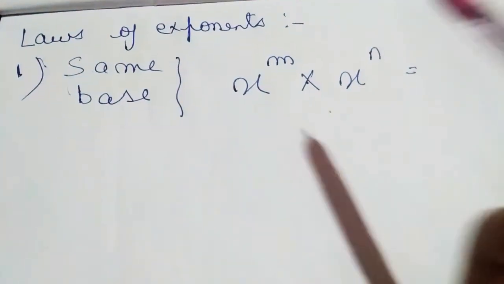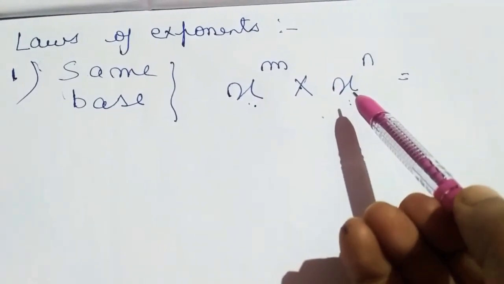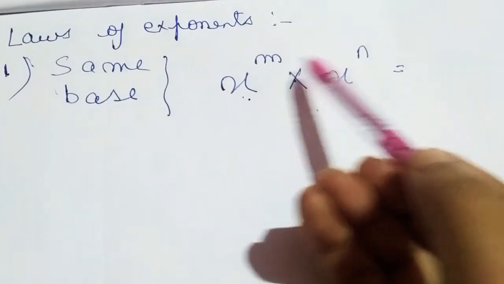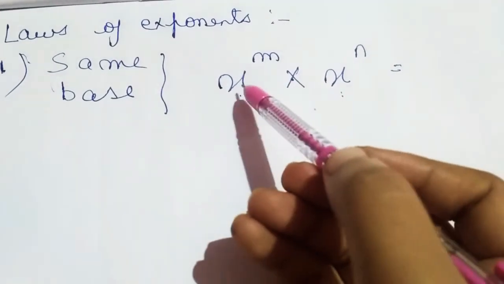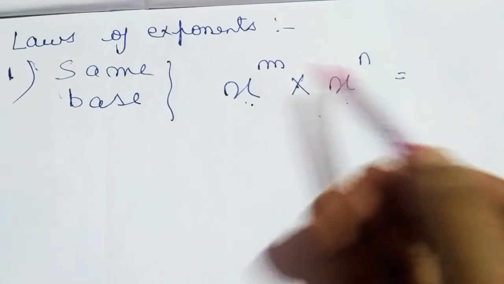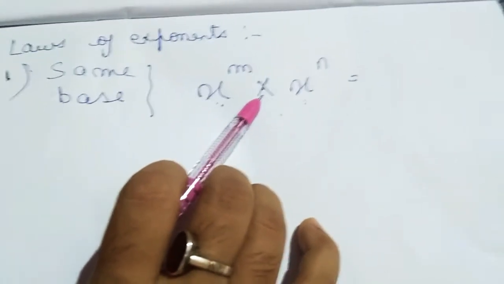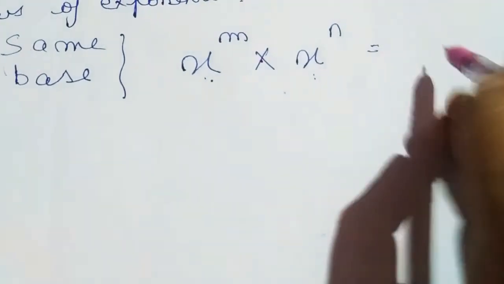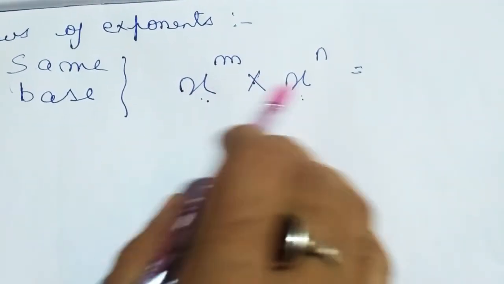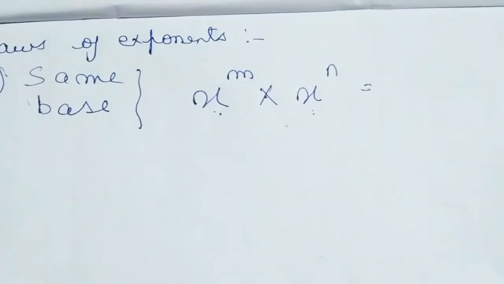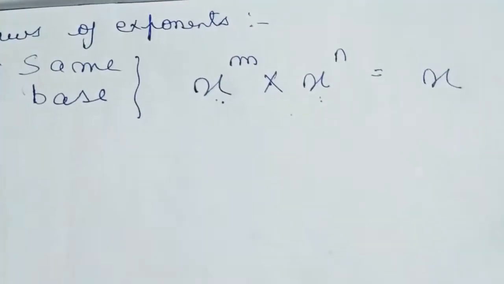Suppose that you have the same base. Here x in both is the same, but the powers are different. That means the exponents are different. Base is the same, exponents are different. So when you have the same base and both are combined with multiplication, what rule do you follow there? So simply you can take x here.